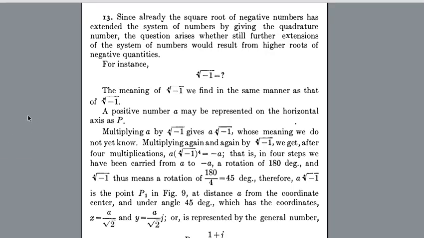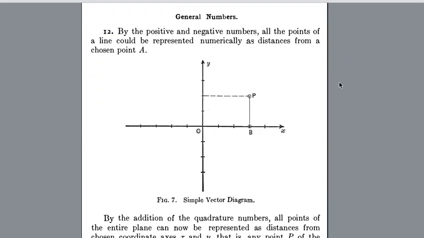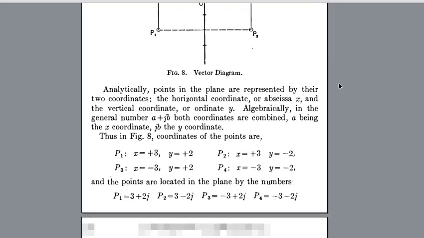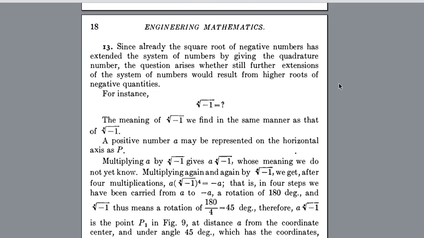Introduction of complex numbers. Steinmetz begins by acknowledging that the square root of negative numbers has already expanded the number system. These numbers, which he calls quadrature numbers, are essentially complex numbers that include the square root of -1. Multiplication and rotation. He explains that multiplying a positive number, which we will call a, by the square root of -1 results in a new quantity, which does not initially have an intuitive meaning.